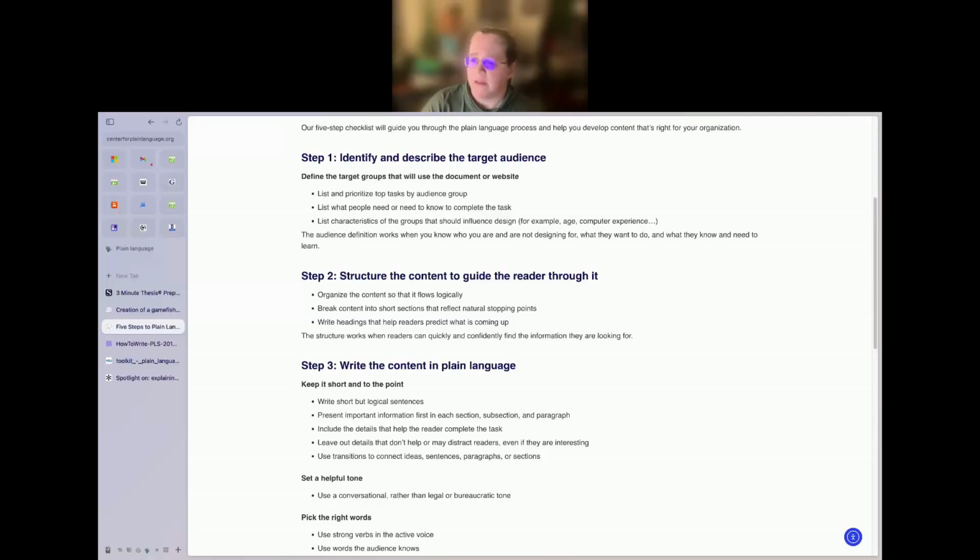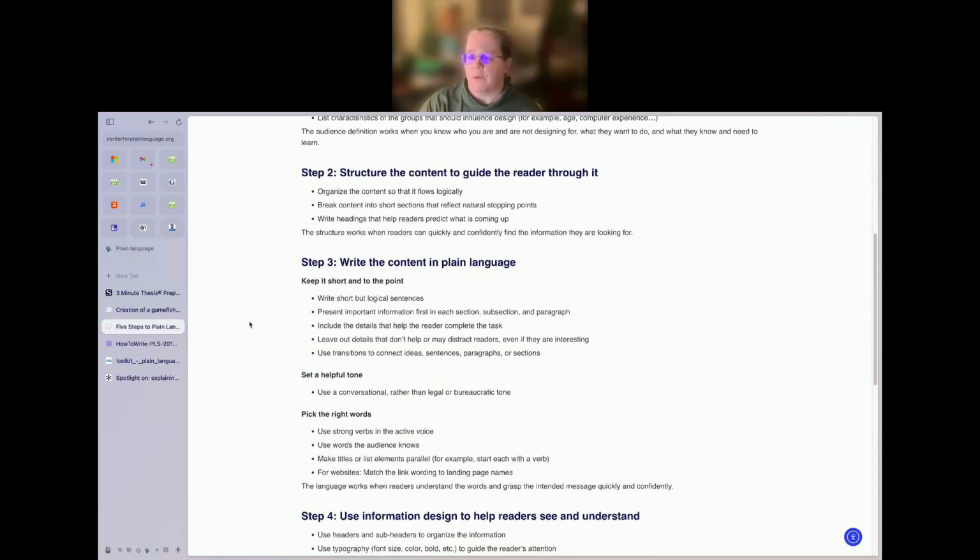Structure that content, as they say here. Make sure that it flows logically, that you're not jumping around a lot. You may want to break it up into sections, but those sections need to progress in an obvious fashion. As far as the actual language is concerned, in general, you want to stick to short, not too complex sentences. If you find that your sentences are running on, maybe break it up into a couple of sentences.